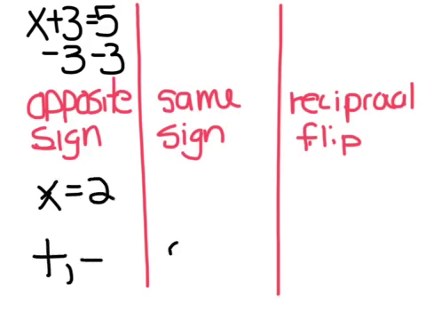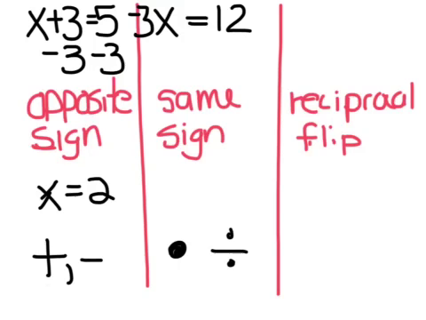But if a problem is multiplied or divided, then you have to use the same sign. So if you had negative 3x equals 12, for this problem you have to use the same sign. I divide by negative 3, and I get x equals negative 4.